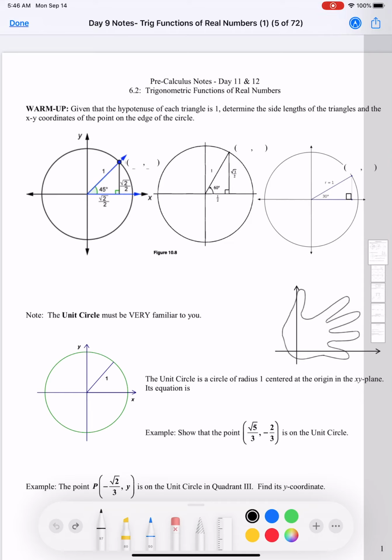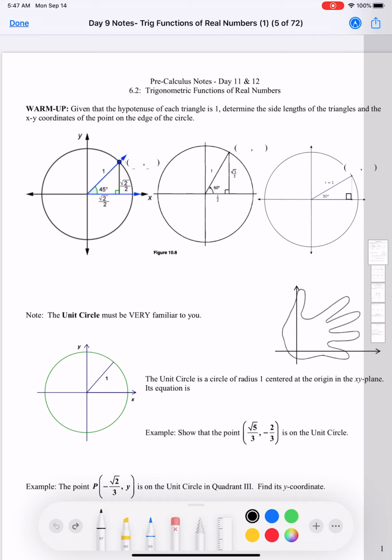Alright, so we're going to continue from what we were doing last time. We're still going to be working with the unit circle and various trig functions of different angle measurements. All right, so this warm up. Given that the hypotenuse of each triangle is 1, determine the side lengths of the triangles and the xy coordinates of the point on the edge of the circle.